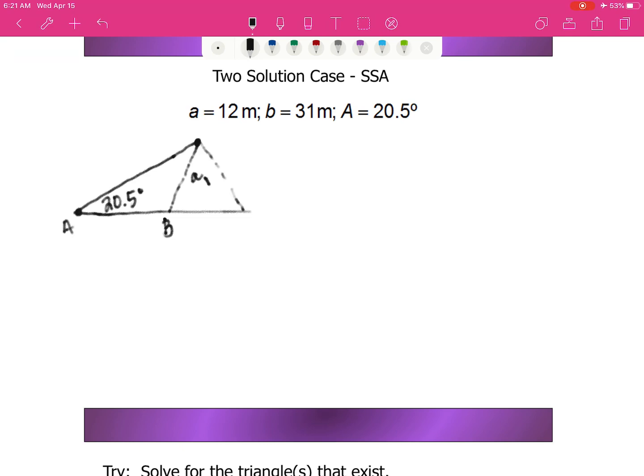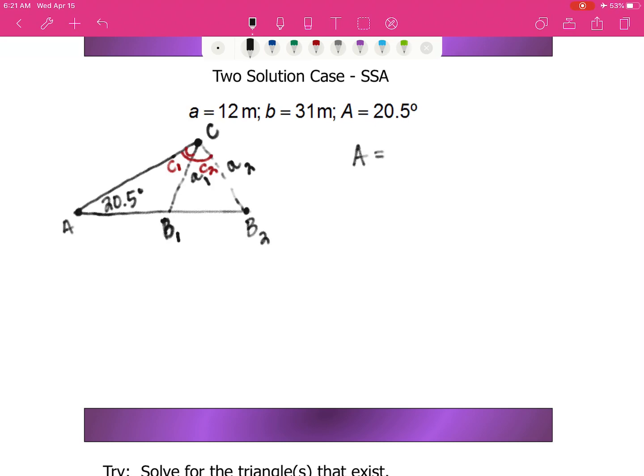which I'll call A1, or you could have side A swinging out, which I'll call A2, which means point B could be B1 or it could be B2. But point C is going to be right there. However, point C is going to have two different angles associated with it. It will have C1 or it will have C2.